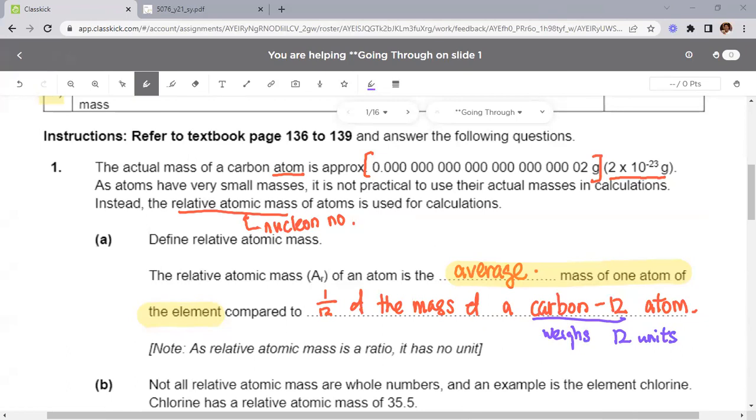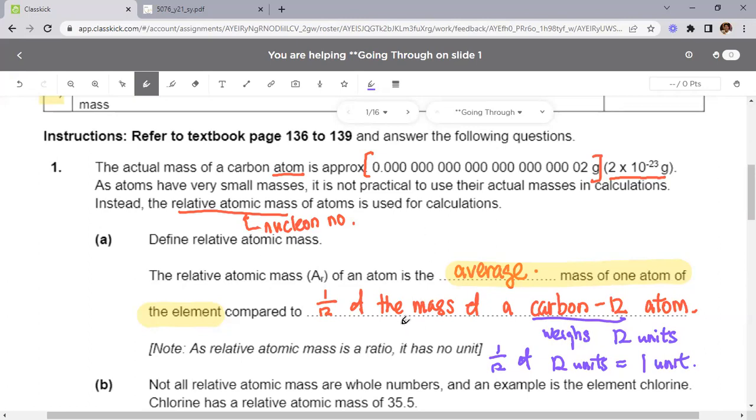So 1/12 of the mass, 1/12 of 12 units actually equals 1 unit. That's why they use 1/12 of the mass of a carbon-12. So assuming that carbon-12 consists of 12 units of mass, 1/12 of it is 1 unit. So it makes it very easy to compare.